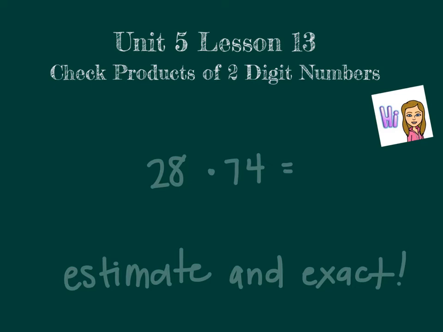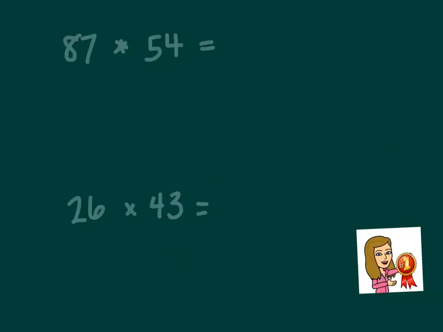Keep in mind that when we do estimate our numbers, we'll be using that skill of front-end estimation, where unless they tell you which place to round to, you'll be using that front number and then looking next door to decide. Remember our little rhyme? 5 or more, raise the score. 4 or less, let it rest. So let's do some examples together.